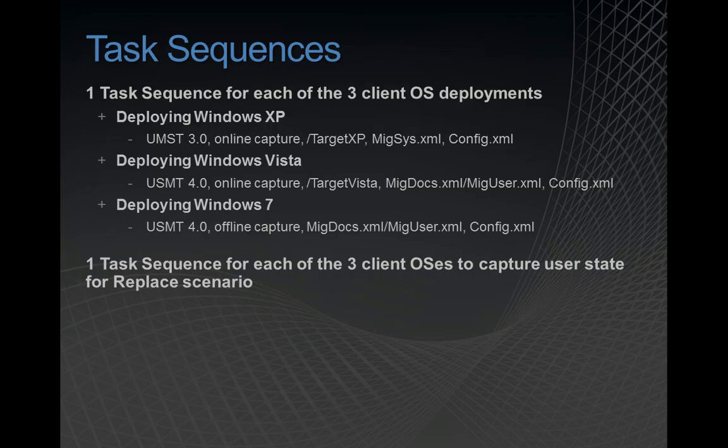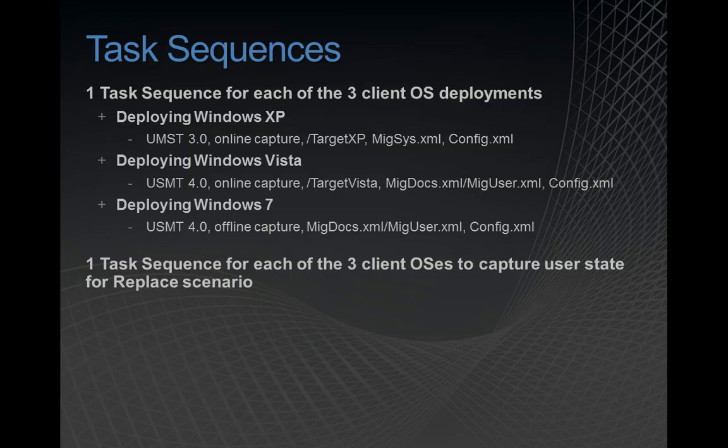USMT version 4 also no longer uses migsys.xml as a default migration rule file, and instead introduces migdocs.xml as a new default migration rule file. So, between version 3 and version 4 of USMT, both provide migapp.xml and miguser.xml, while migsys.xml is unique to version 3 and migdocs.xml is only for version 4.